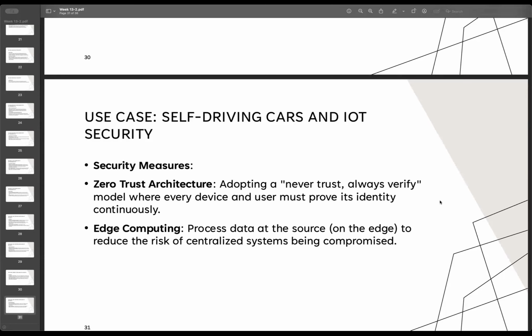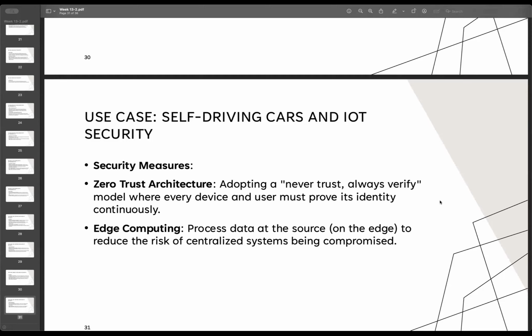So we try to adopt this idea: never trust, always verify. Okay, so the model may be helpful. Every device and user must prove their identity continuously. That may be good. Maybe when we have low latency, real time, then we can do it. Verify the identity when we request access.